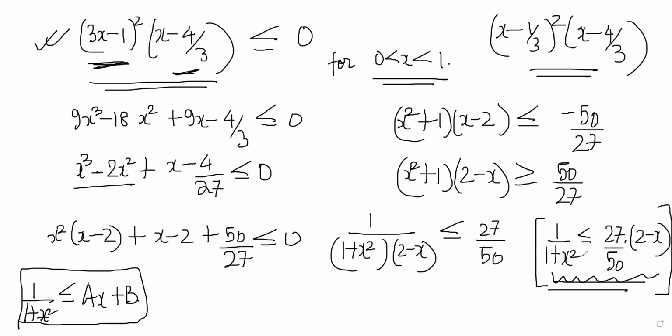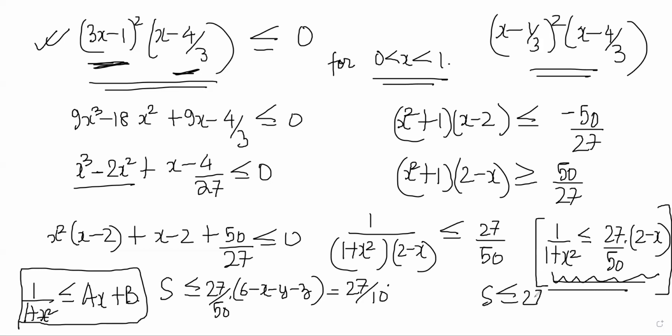So if I add the three versions here, I will get the required inequality: the sum is less than equal to 27 by 50 into 6 minus x minus y minus z, and x plus y plus z is equal to 1. So this is 5. So it will be 27 by 10. So the sum is less than equal to 27 by 10 will appear, right?